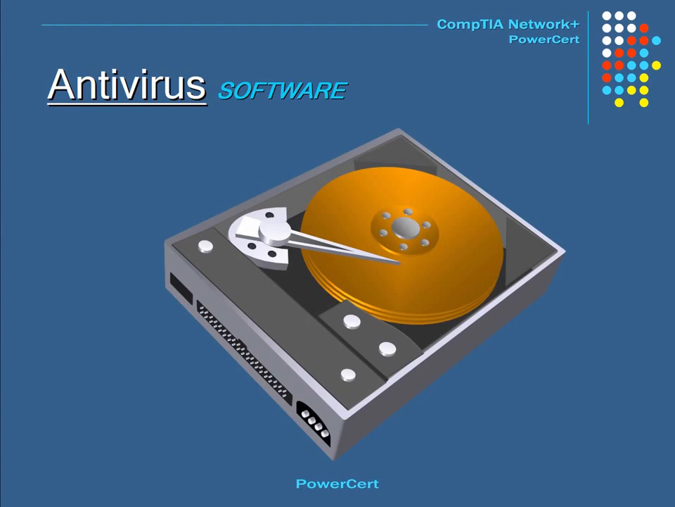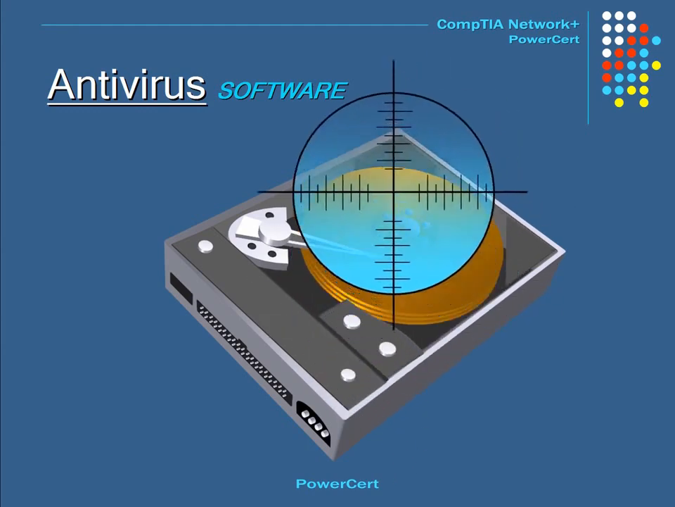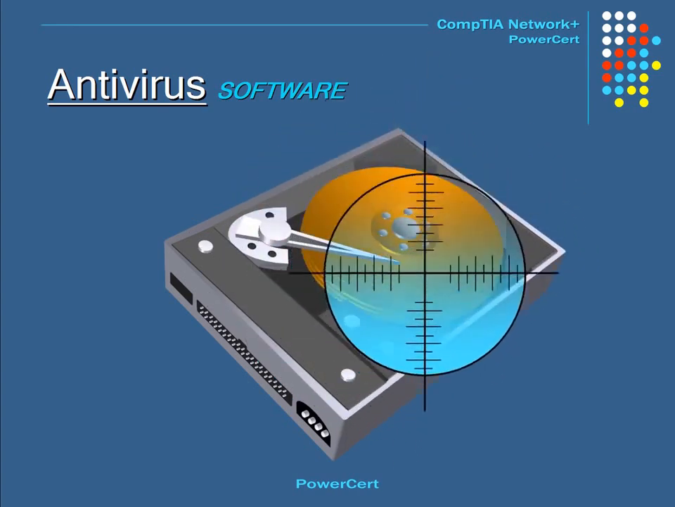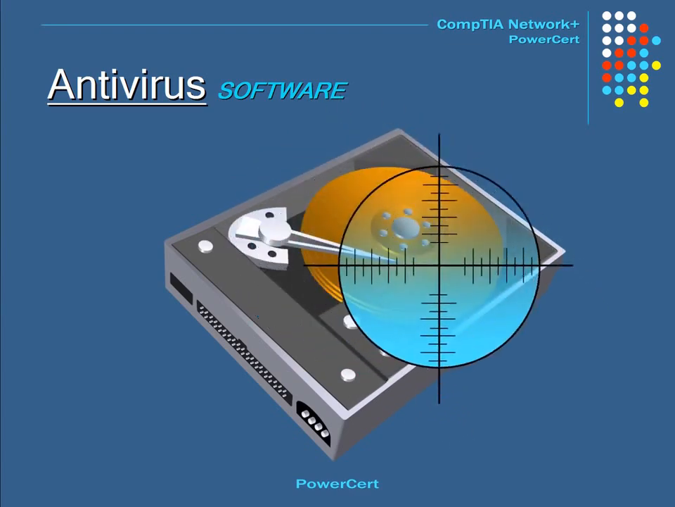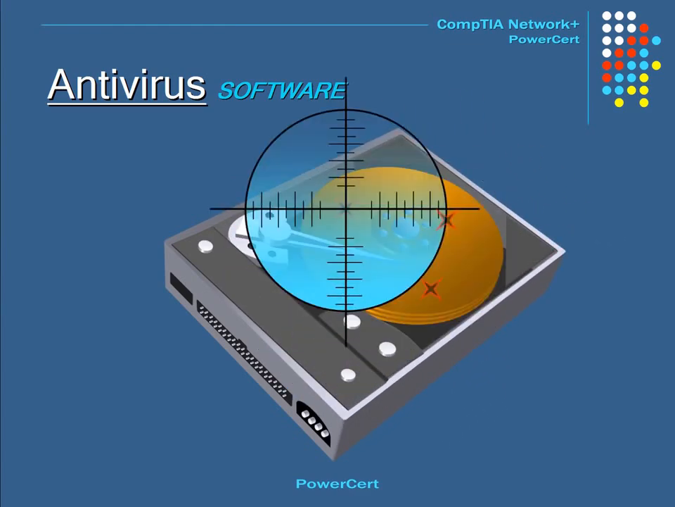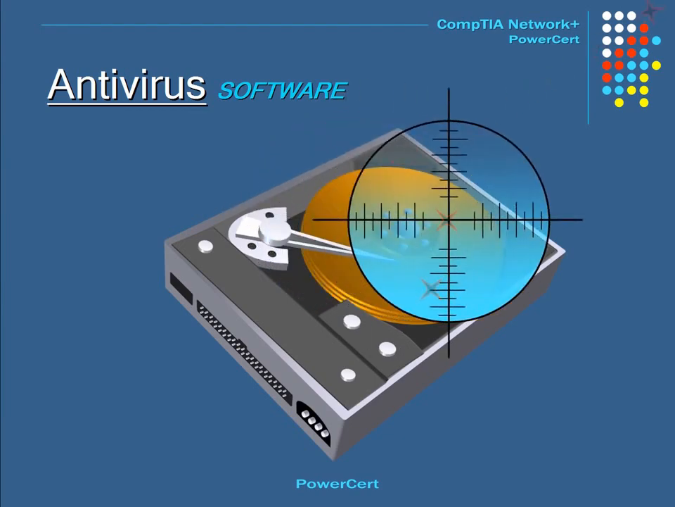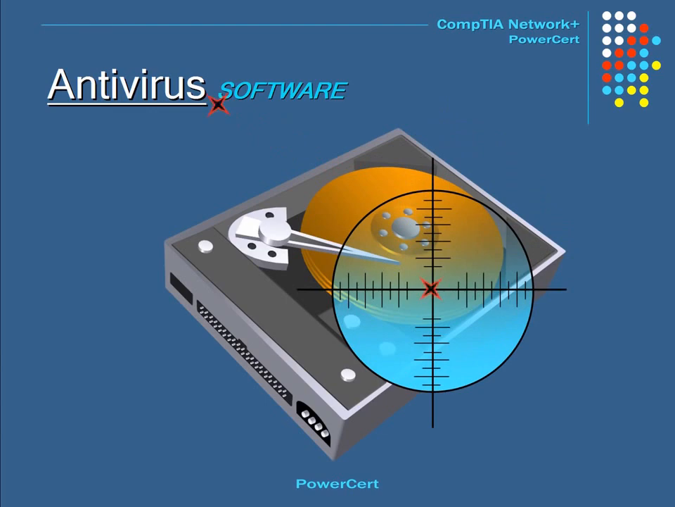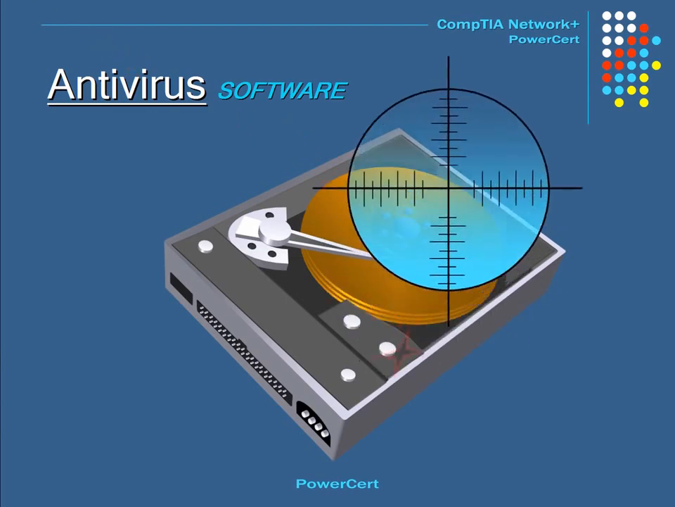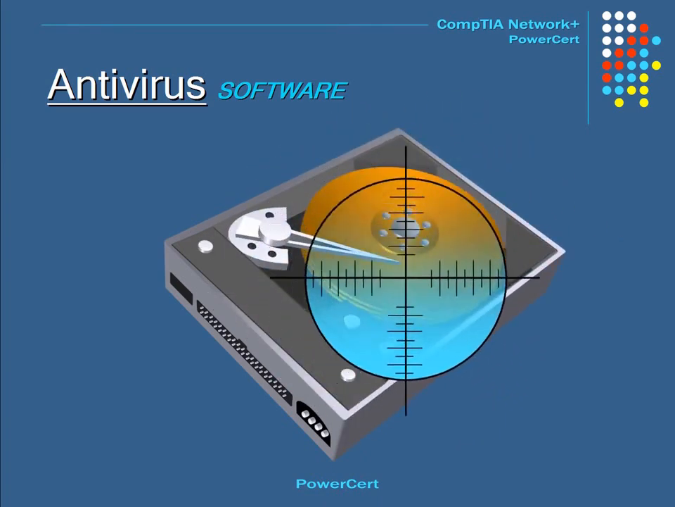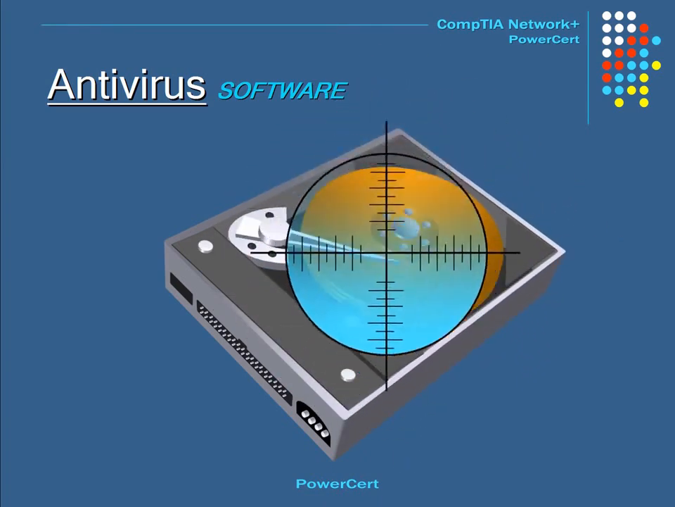Antivirus software is the number one protection against viruses. It's a software program that scans for viruses on your computer's hard drive, targets them, and destroys them before any damage can be done. It is also important to remember to always keep your antivirus software updated. Most updates, if not all, can be downloaded over the internet. In order to maintain optimum protection against viruses, you need to scan your computers on your network on a regular basis.